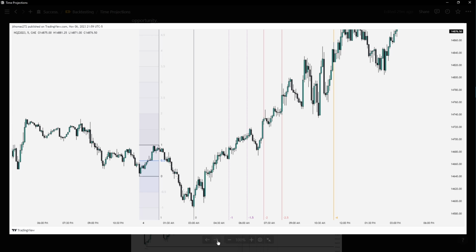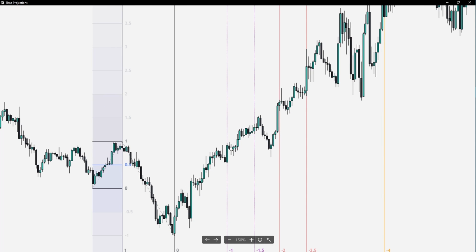Trying to find some good examples. Here's a really large expansion. So we're on the 5-minute. Clear breaker formation. We get an entry here. Could use that fair value gap, tipping into that, or even the order block as well.